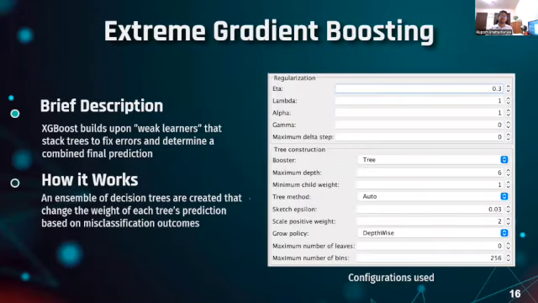Then we have extreme gradient boosting, which is another tree-based ensemble model, but it is different from random forest in the way each model is built. Each model is built sequentially on the error made by the previous models. Hence, they can correct the errors made by the weak learners and make better predictions. We experimented with different configurations of XGBoost, and the figure on the right side shows the configuration that produced the best result for us.